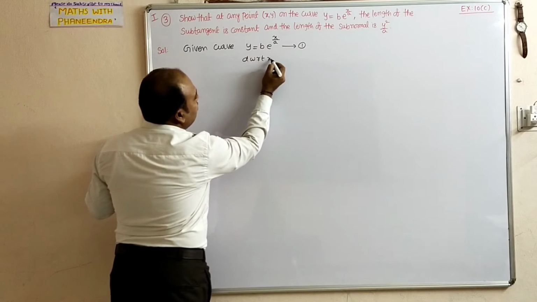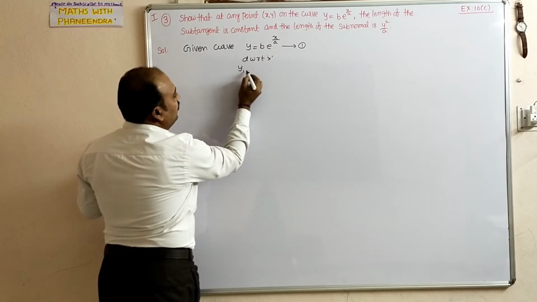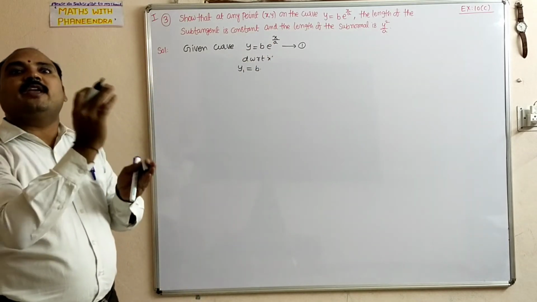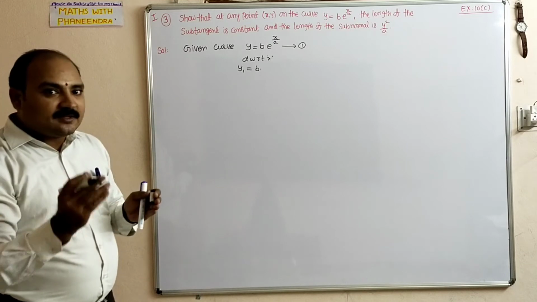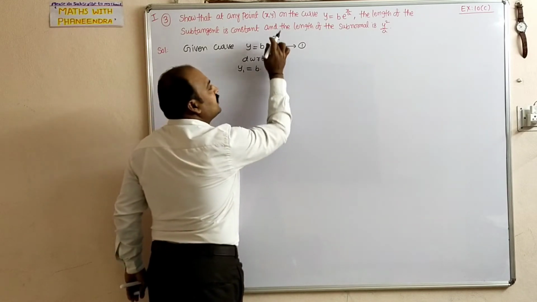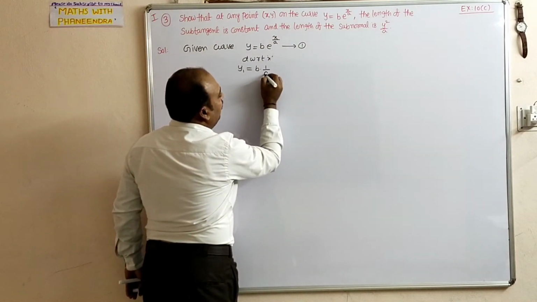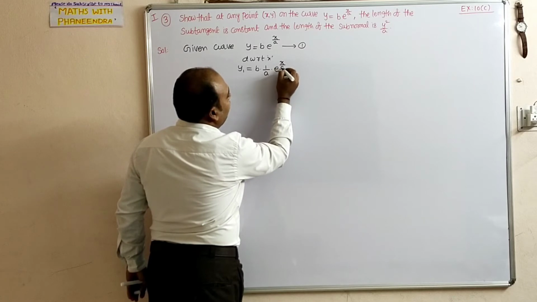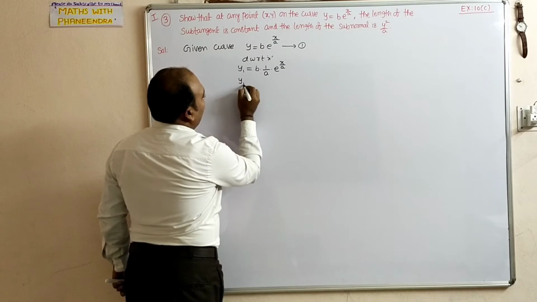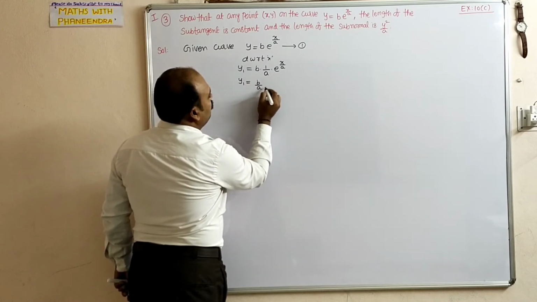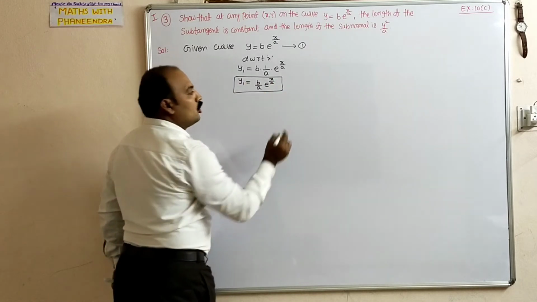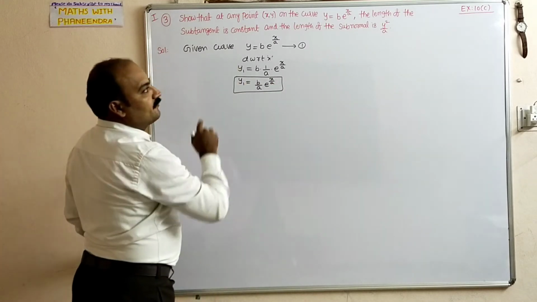Differentiate with respect to x. The y derivative is y1. b is constant, e power x by a. It is in the form of e power ax. d by dx of e power ax is a into e power ax. So e power x by a derivative is 1 by a into e power x by a. So we can write it as y1 equal to b by a into e power x by a. After that, take them one by one.